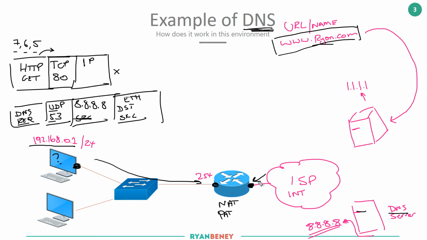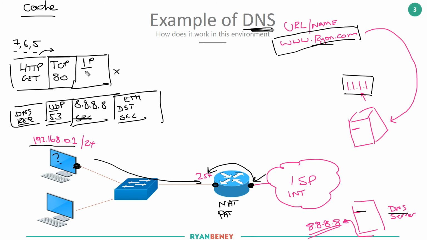It comes back in, it then gets translated, passed to the final destination. The final destination does the decapsulation, looks at the DNS response, and is able to populate a local cache to say, I know that Ryan.com is now 1.1.1.1.